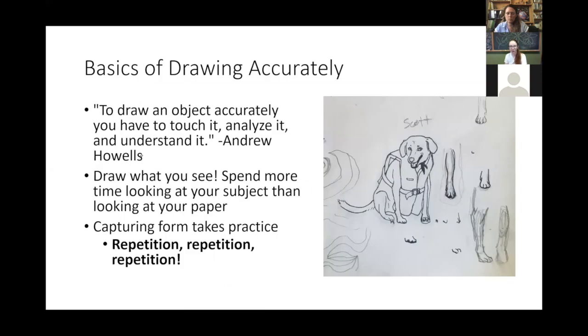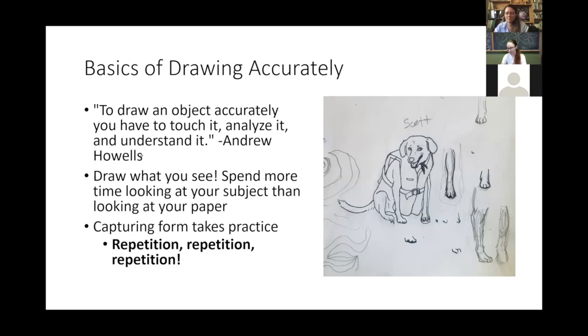So before we continue with our journal entries, we'll just go over a little bit about the basics of drawing accurately. And really that comes down to repetition, repetition, repetition. Andrew Howell says to draw an object accurately, you have to touch it, analyze it, and understand it. And so really the more you draw something, the better you'll understand it.